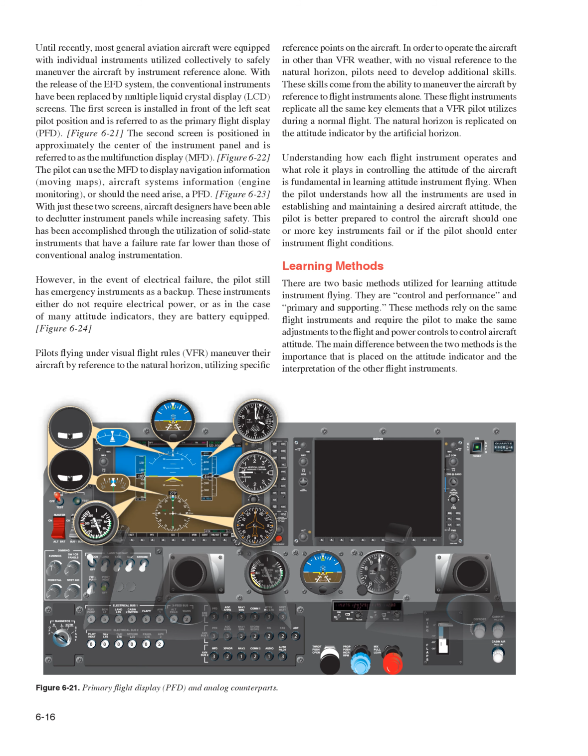(LCD) screens. The first screen is installed in front of the left seat pilot position and is referred to as the primary flight display (PFD). Figure 6.21. The second screen is positioned in approximately the center of the instrument panel and is referred to as the multifunction display (MFD). Figure 6.22. The pilot can use the MFD to display navigation information, moving maps, aircraft systems information, engine monitoring, or should the need arise, a PFD. Figure 6.23. With just these two screens, aircraft designers have been able to declutter instrument panels while increasing safety.